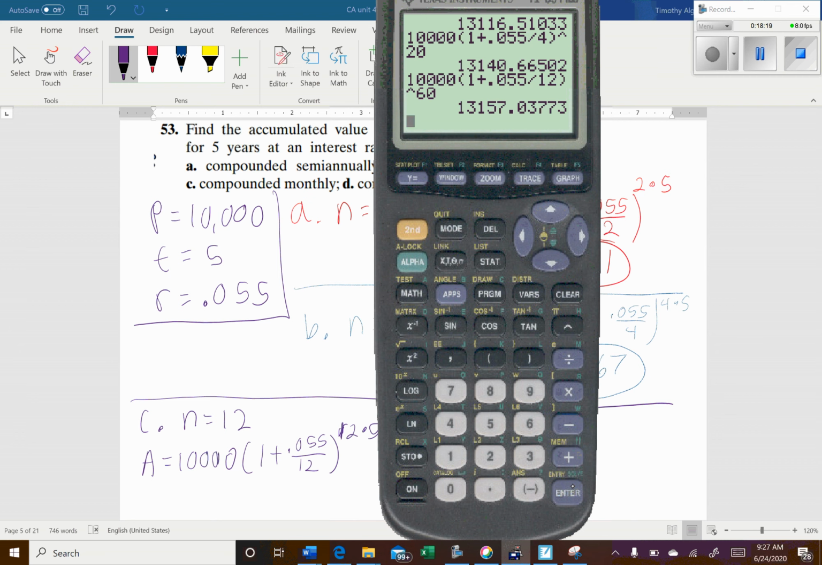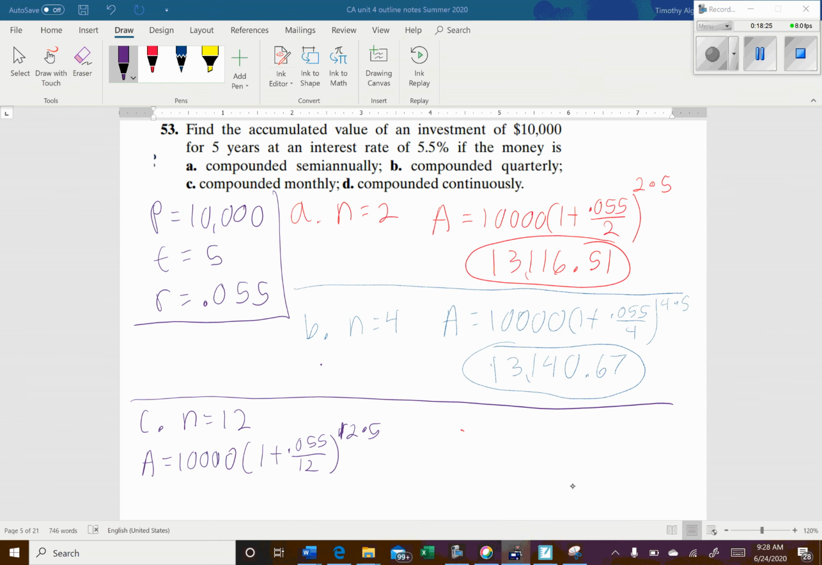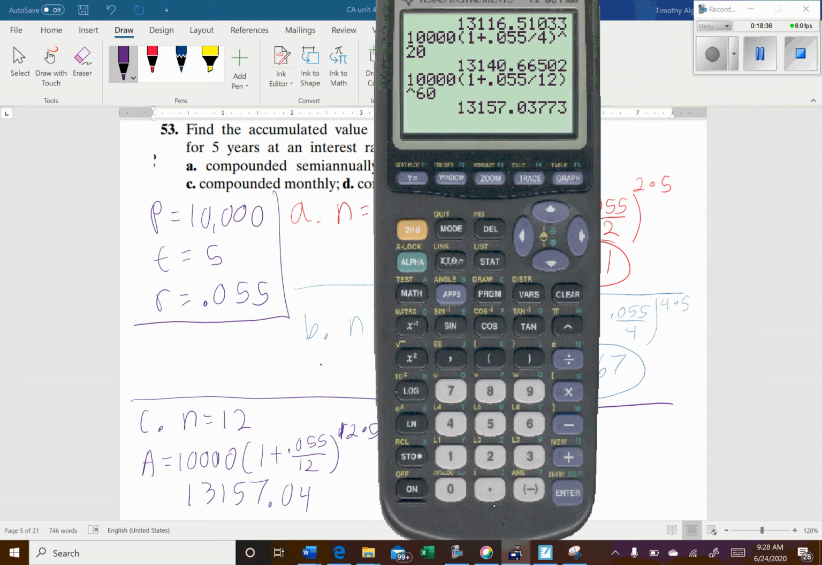So 13,157, and let's see, that will round to 4 cents. So 13,157 and 4 cents. Let's see, that looks good to me. So once again, I had to round that 3 up to a 4 because of the 7 right there.